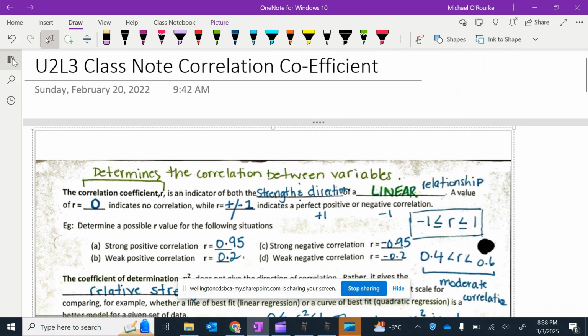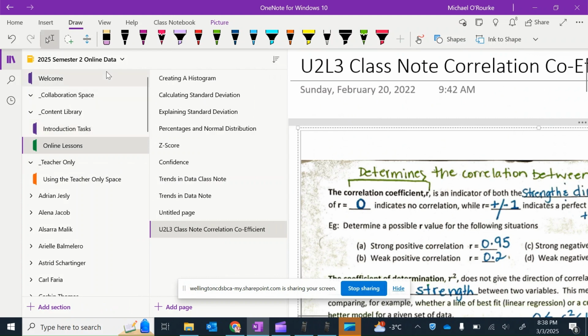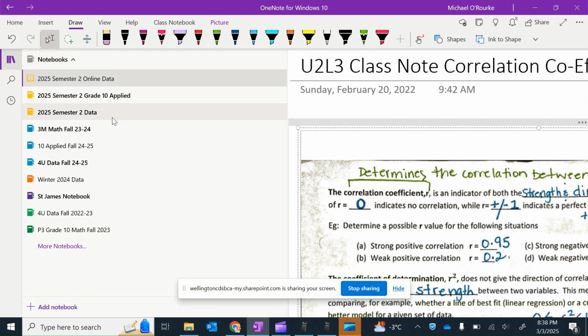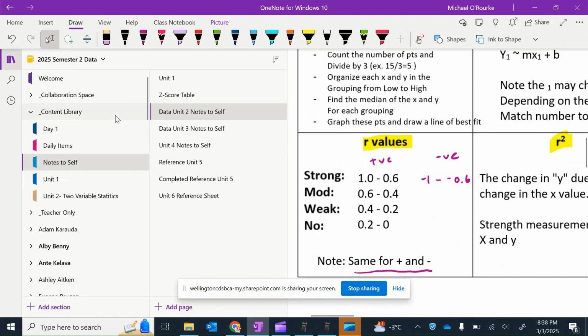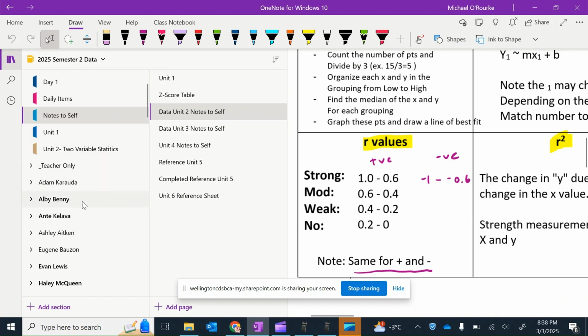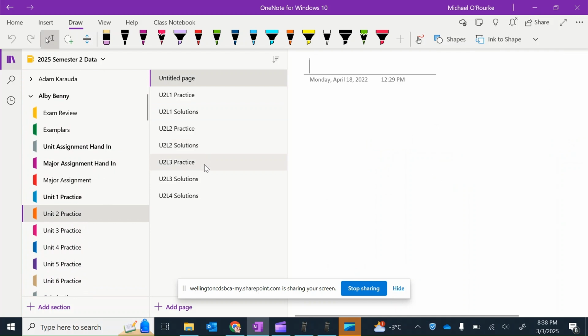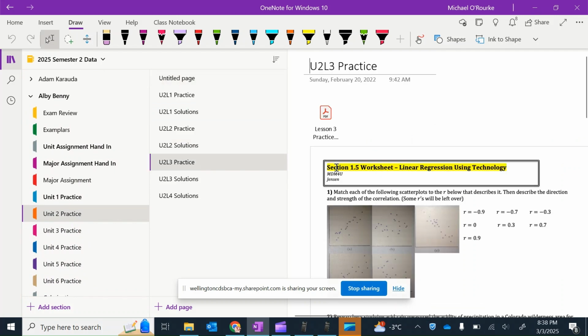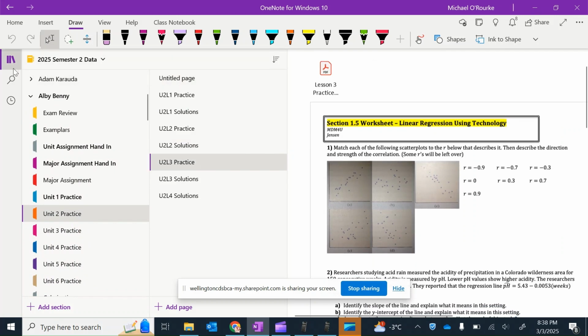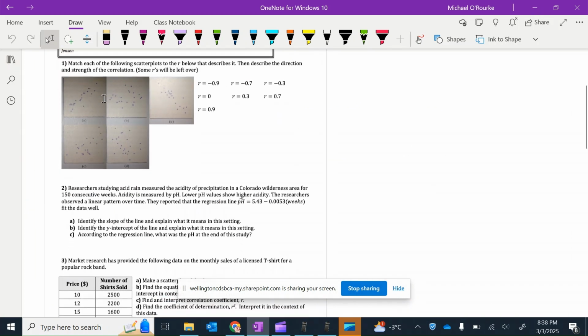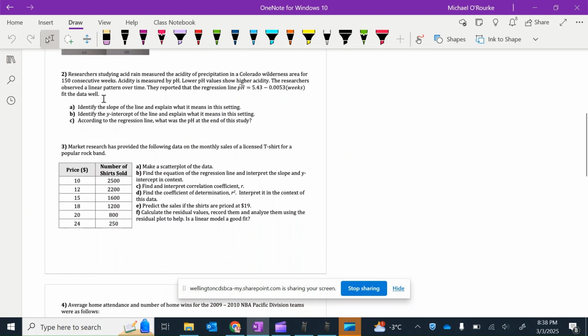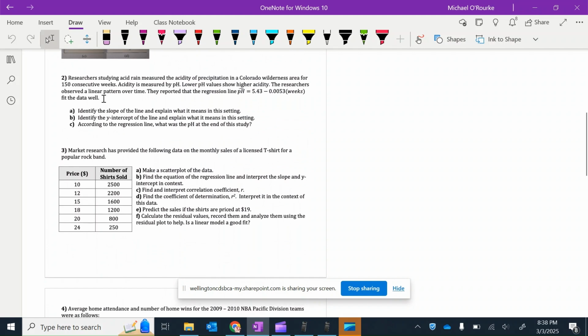So as you work through your practice, where's our practice? Which is already in your notebooks. Where's Albie? Boom. We are going to go into lesson 3 practice. You're going to work through these using your r squared value and such. Oh, one thing I could show you.